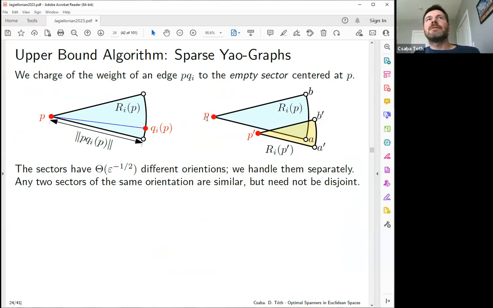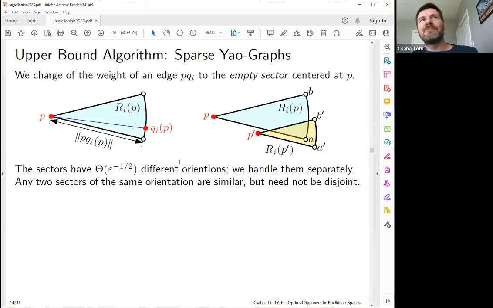And for different points P, these sectors are similar. So all these angles are aligned. So there are overall epsilon to the minus 1/2 different orientations. We can just do the calculation for each orientation of these sectors. So that explains another factor of epsilon to the 1/2. Right? So let's just focus on one orientation.